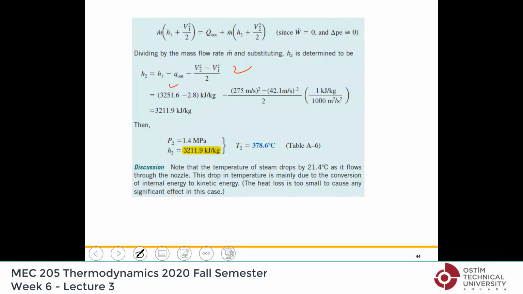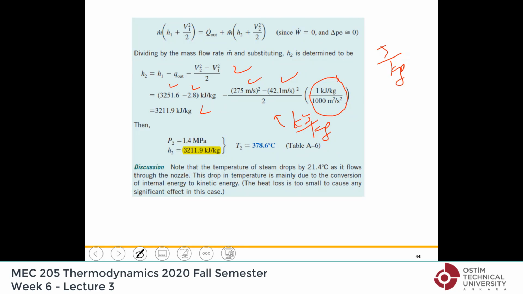Okay, H1 we just read from the table, and Q out is given. Then velocities, V2 given, V1 calculated. This is the conversion factor that we include. See, everything here is in kilojoules per kilogram, right? The enthalpies. But this is meter per second squared, and this will give you normally joule per kilogram, right? To make sure that this term is also in kilojoule per kilogram, we use this conversion. 1 kilojoule per kilogram is 1000 square meter per second square. That means you divide the result that you get from here by 1000, and you get this.